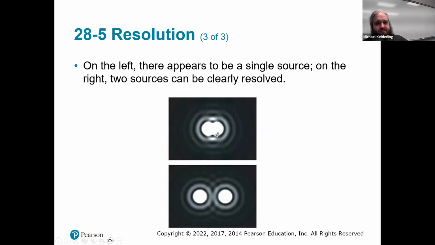So on top here, this appears to be a single source, and below you can see the two sources can be clearly resolved.